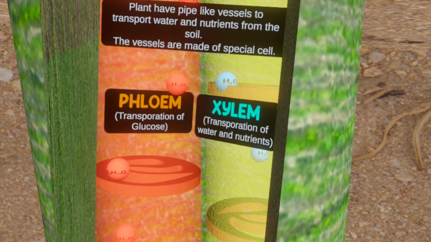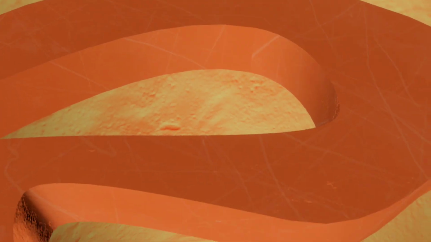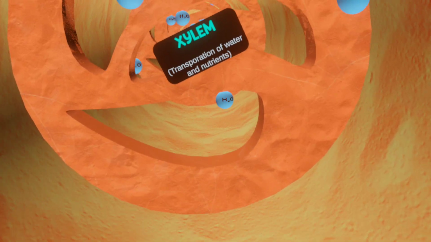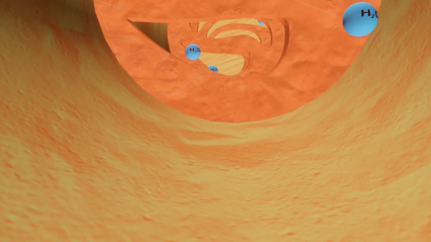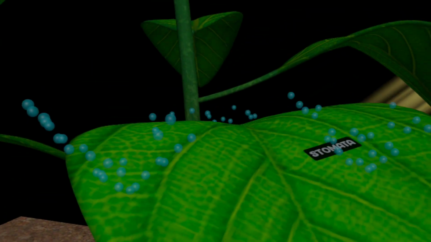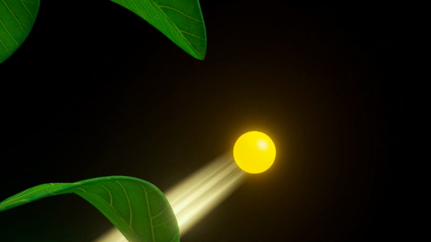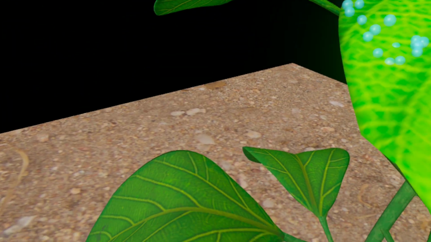Plants possess pipe-like vessels composed of specialized cells that form the vascular tissue. This tissue, known as xylem, acts as a network of channels connecting the roots to the leaves through the stem and branches, facilitating the transport of water and minerals throughout the plant. As water and minerals move into the root xylem, they create a continuous column of water that is propelled upwards.